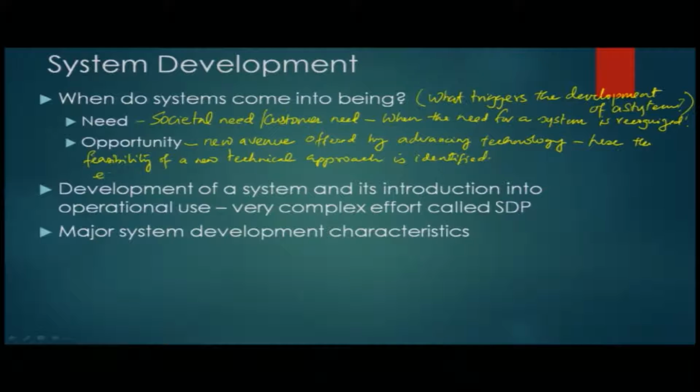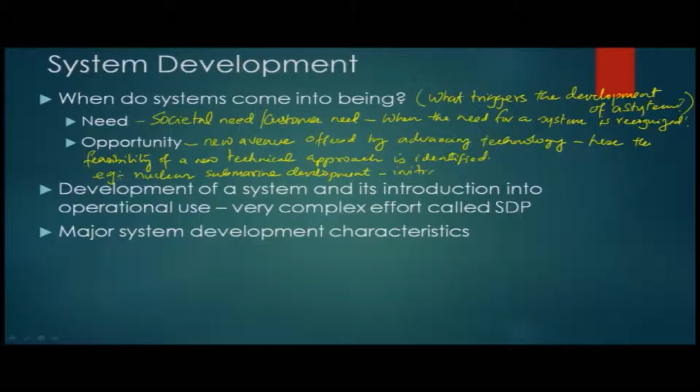Let's think about an example: the nuclear submarine development. Submarines were developed a long time ago. The Germans called them U-boats, and they used to go under the water, stay incognito, and identify enemy ships and destroy them without the enemy ship noticing. This was the general idea. Initially, submarines were diesel propulsion, so a diesel engine propelled the submarine, and the issue with that was that it limited the submerge period.